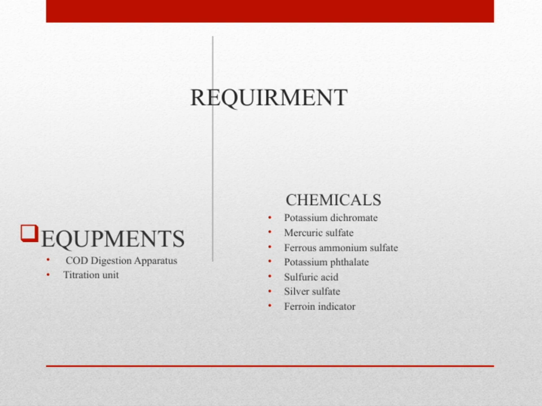Mercuric sulfate is important for removing interfering substances, ensuring accurate results. Ferrous ammonium sulfate acts as the reducing agent in titrations, while potassium phthalate is used as a standard solution for calibration due to its stability. Sulfuric acid is essential for maintaining the acidic environment needed during digestion and titration. Silver sulfate helps in the precipitation process when necessary, and ferroin indicator is used to signal the endpoint of our titrations clearly.